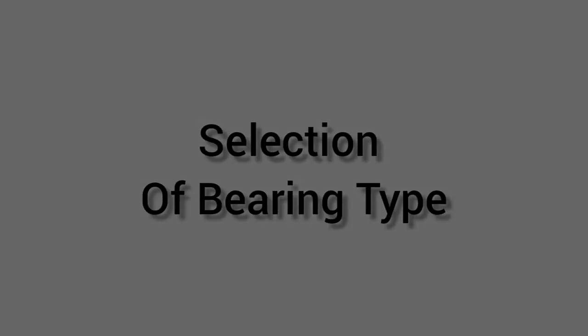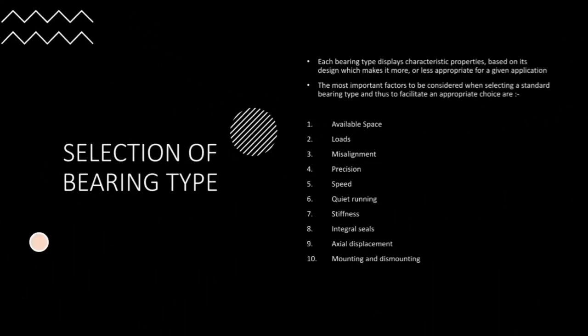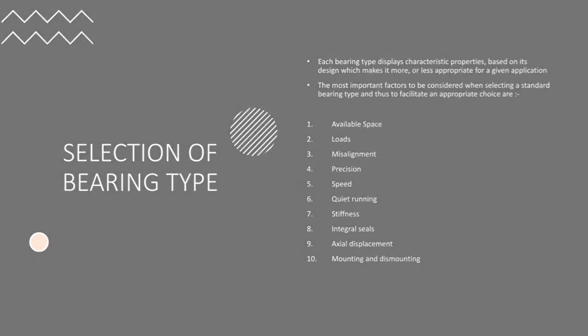Now let us know about the selection of a bearing type. Each bearing type displays characteristic properties based on its design, which makes it more or less appropriate for a given application. The most important factors to be considered when selecting a standard bearing type and thus to facilitate an appropriate choice are available space, loads, misalignment, precision, speed, quiet running, stiffness, integral seals, axial displacement, and mounting and dismounting.